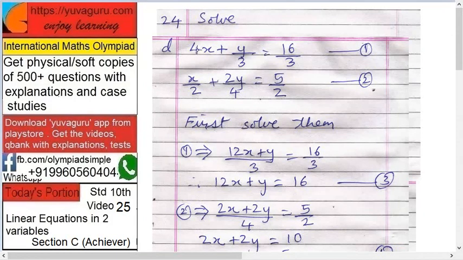Okay, we have one more to solve. 4x plus y by 3 equals 16 by 3, and x upon 2 plus 2y upon 4 equals 5 by 2. First, solve these equations within themselves. In the first one, 3 times 4 is 12, so 12x plus y upon 3 equals 16 by 3. The 3s are gone, so 12x plus y equals 16.